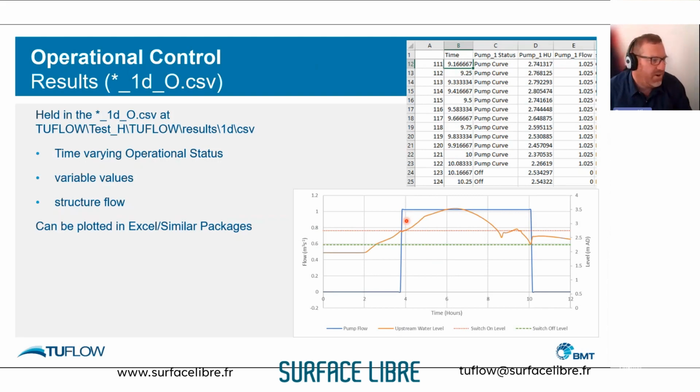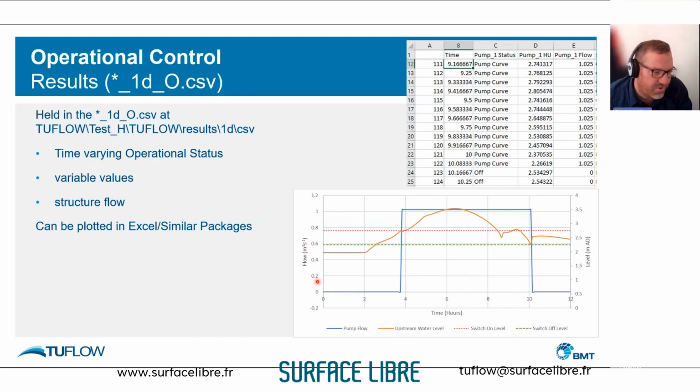Just a note, if you are doing any operational control, then there is this _1d._o.csv file output that will give you the time varying status of any structures. It will give you the variable values, and it will give you the flow through that structure. Always really useful to plot that up and check that the operational control is happening in the way that you want it to.